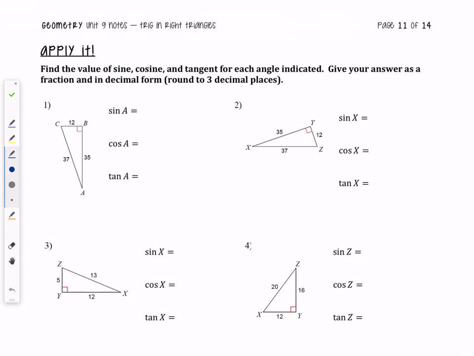Okay, so on this page, it says find the value of sine, cosine, and tangent for each angle indicated. Give your answer as a fraction and in decimal form. They ask us to round to 3 decimal places. This is where I'm going to start by writing my mnemonic device up here: SOH CAH TOA. And that just helps me remember.